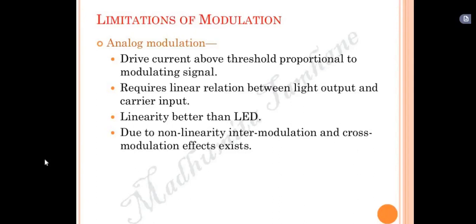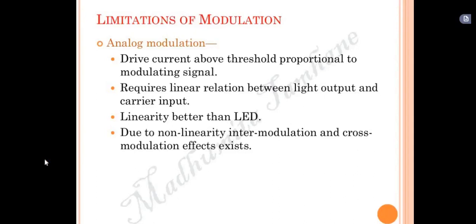The light output and the carrier input require a linear relation, but that will not always be the same. It can be fluctuating as well, so that is not always possible. The next point: regarding linearity, the LED, light emitting diode, is better when we are talking about this other kind of analog modulation part.